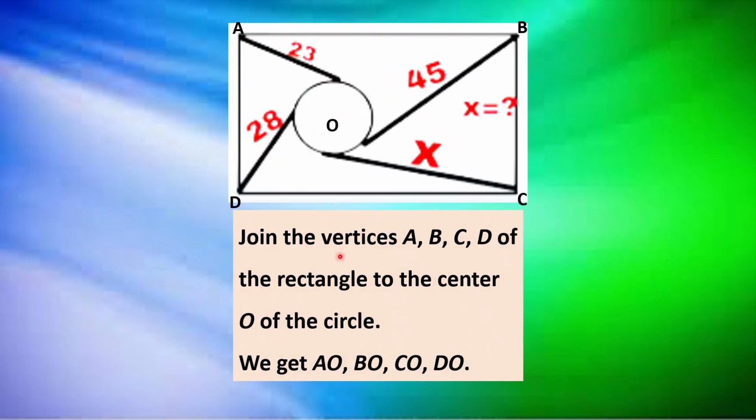So what we do is join the vertices A, B, C, D of the rectangle to the center O of the circle. You can see the red lines blinking from the four vertices A, B, C, D. We are joining the center of the circle. So we get AO, BO, CO, DO. These are lines from the four vertices to the center of the circle. So draw these lines from the center of the circle to each of the vertices of the rectangle. We get AO, BO, CO, DO. Now let us proceed further.